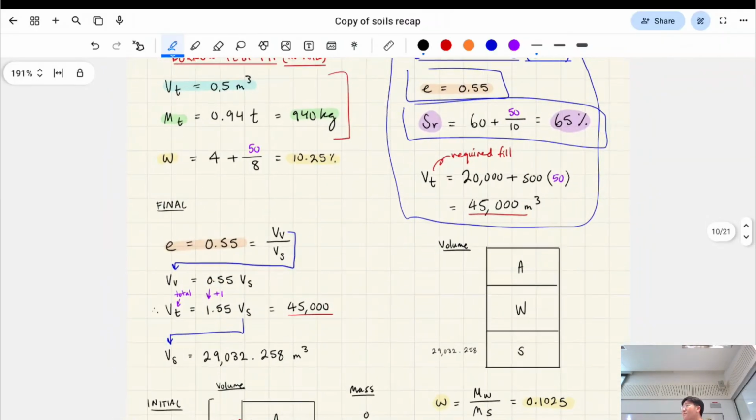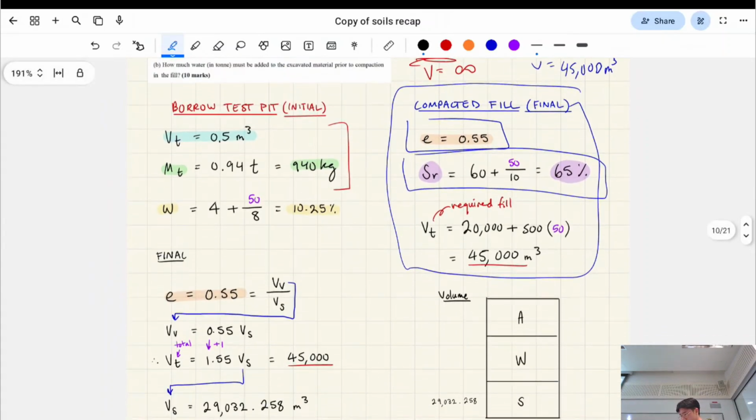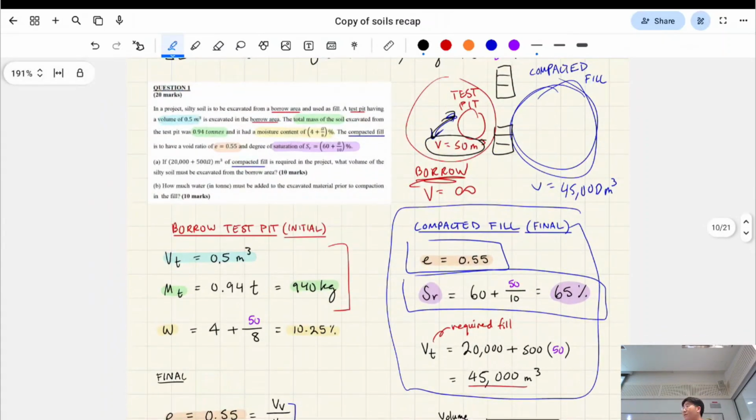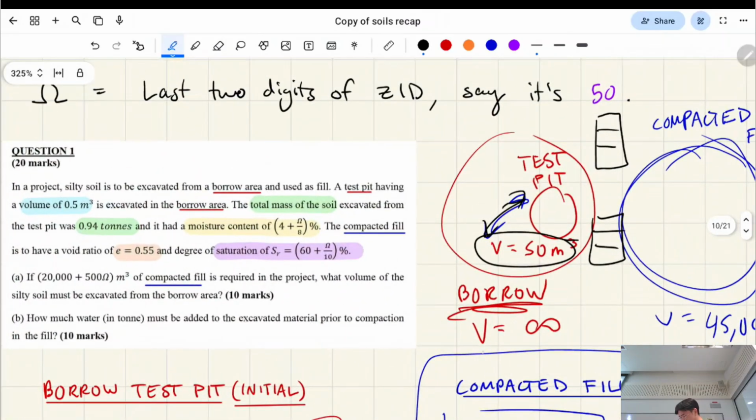The lecturer has said that the mass of solid is always the same for compaction. Sorry. Because if you're just compacting, the solid should stay the same, but the volume changes. Yeah. What I'm trying to say is that the mass of the solids in the infinite volume borrow is going to be infinite, effectively, right? But then the mass of the solids in the test pit is going to be a set number. Yeah. But the ratio of the mass of the solids, the mass of the water, the mass of the air, that ratio will stay the same. Do you get what I mean? Yeah.